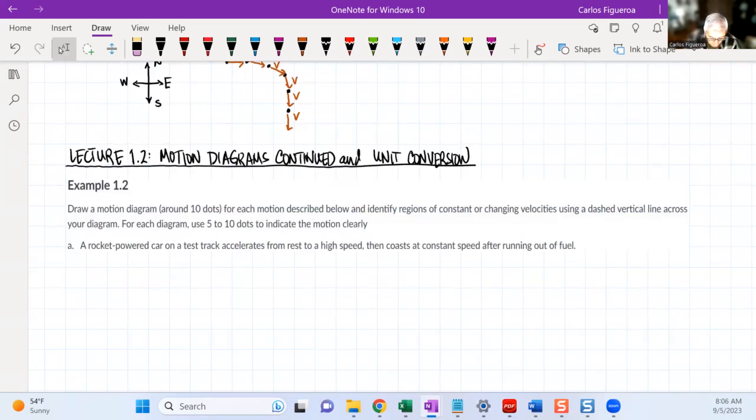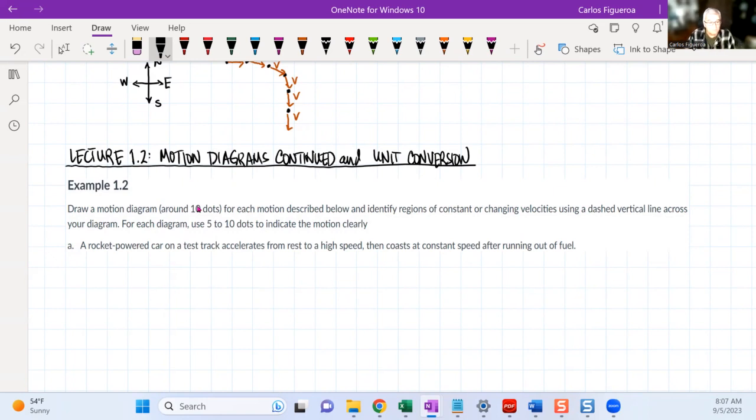Okay, so we want to continue with motion diagrams. Let's look at this one here. It says example 1.1. I want to draw a motion diagram. Let's shoot for about 10 dots. It doesn't have to be exactly 10, but somewhere around that number. For each motion described below, identify regions of constant or changing velocities using dashed vertical lines across your diagram. Now note that I have two contradictory statements. It says for each diagram, use 5 to 10 dots to indicate the motion clearly. Well, 5 to 10 seems more realistic.